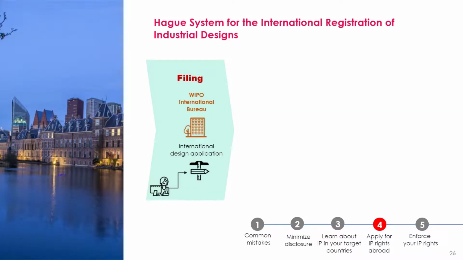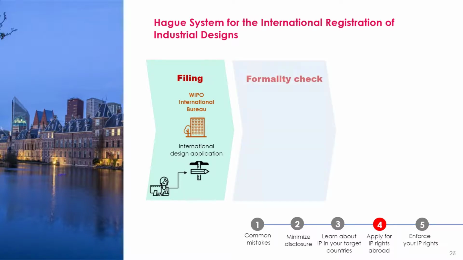The application process starts with the filing of an international application through the International Bureau of WIPO. An international application can be filed in English, French, or Spanish, either on paper or through WIPO's eHague system. An international application may include up to 100 different designs, belonging to the same class of the International Classification for Industrial Designs, the Locarno classification. In your application, you'll elect the designation of the contracting parties where you're seeking protection.